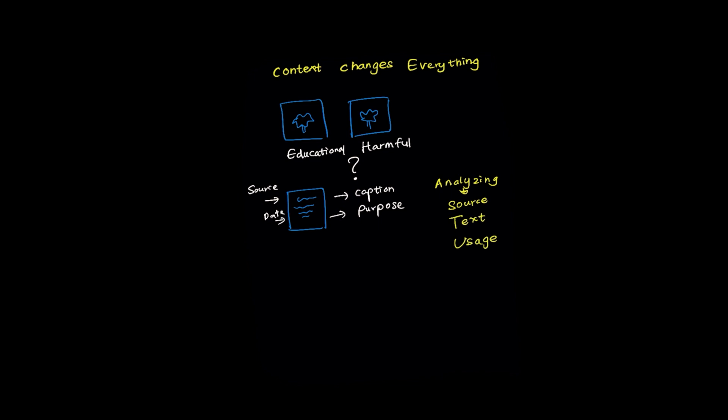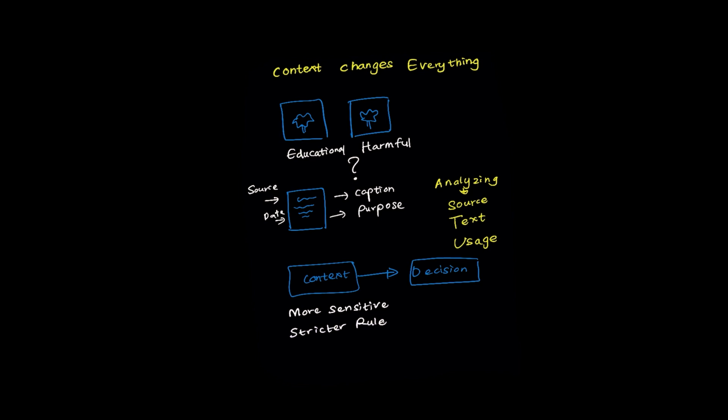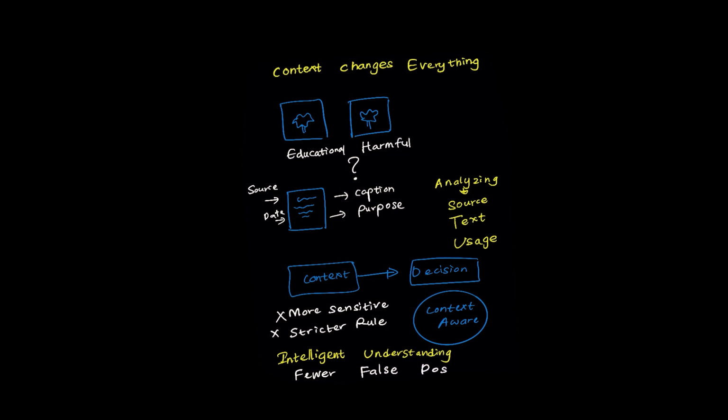Context-aware systems analyze surrounding text, metadata, source credibility and usage patterns to understand intent. Increasing sensitivity would flag even more legitimate content. Stricter filtering ignores context entirely, and binary classification lacks the nuance to distinguish between a history lesson and harmful content. Context transforms moderation from blind pattern matching to intelligent understanding.